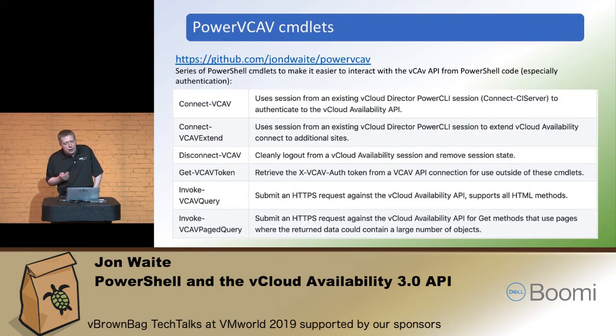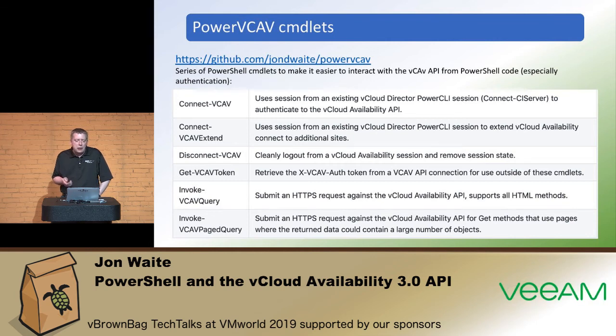So what have I done? I've released a commandlet, actually a PowerShell module at that URI. It's called PowerVCAV just because I had to call it something, and it works with PowerCLI, so it kind of made sense. And it's very limited. It's got these 6 commandlets, but these are designed to enable you to consume the vCAV API from a PowerShell script really easily and not have to worry too much about the authentication side of it. And it's particularly the authentication side that's quite problematic.